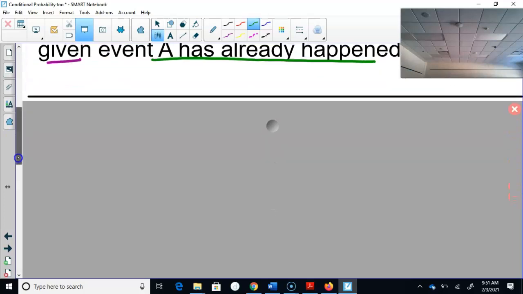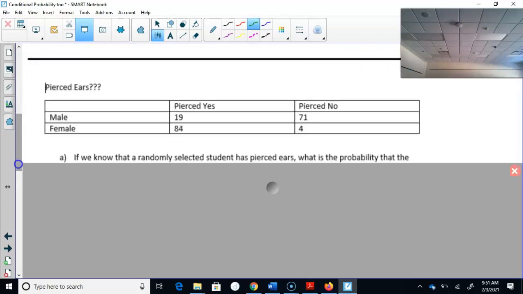Now, the formula for this is, well, let's actually just go right into the problem so you can see what this means. We have pierced ears. We've looked at this data already. We have people who identify as male or female, and they also say yes, I have pierced ears, or no, I do not have pierced ears. So the first thing we're missing is the totals. When you see a two-way table, you should always make the totals first.